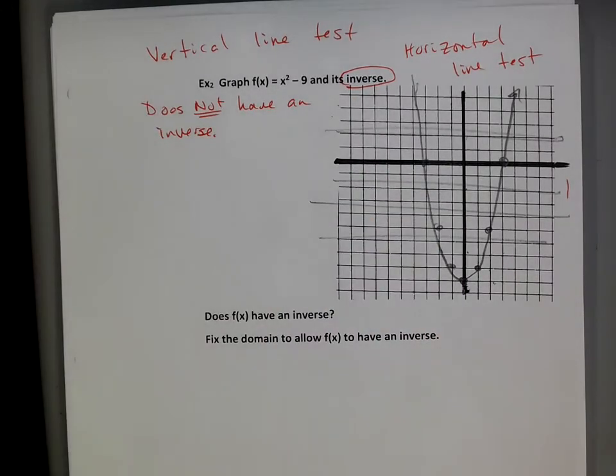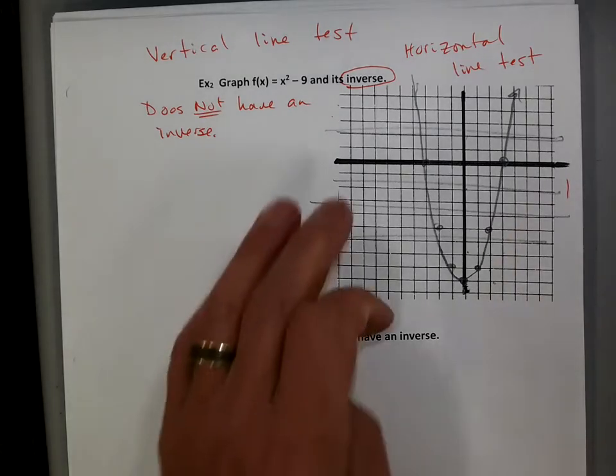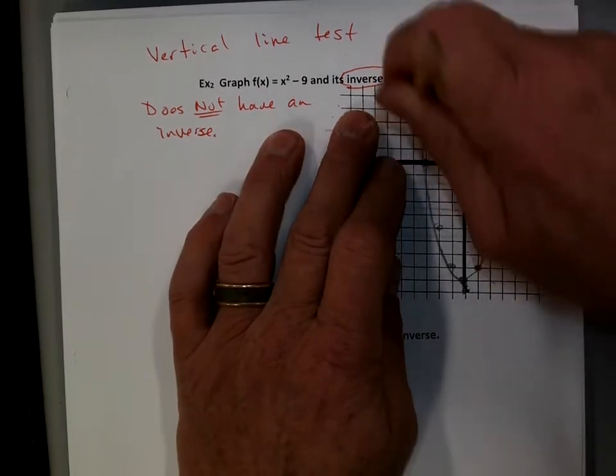Okay. But what if I want an inverse? Well, what I'm going to do, if I really want to make sure this has an inverse, is I have to get rid of part of the graph. So believe it or not, I'm just going to take my eraser, erase this back half. Just erase.